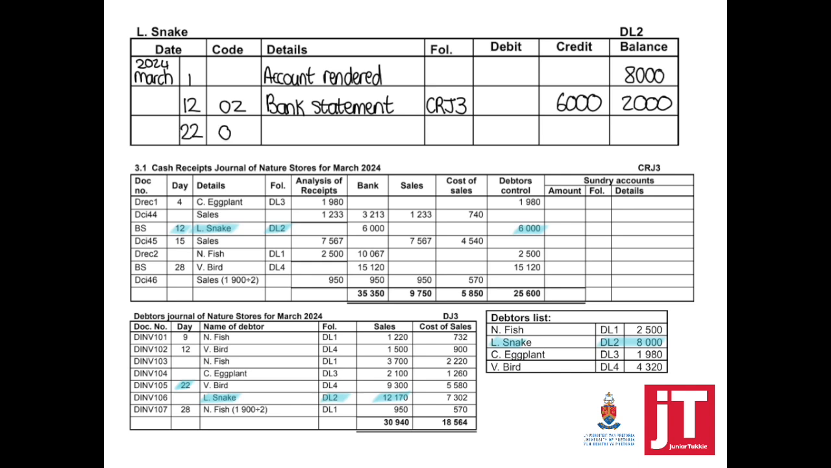Then on day 22, from the debtors journal, my source document will always be invoice. Invoice number 106, code 01, from the debtors journal on the debit side, because he owes me more money, and that's why my balance will increase: 2,000 plus 10,170, giving 12,170.